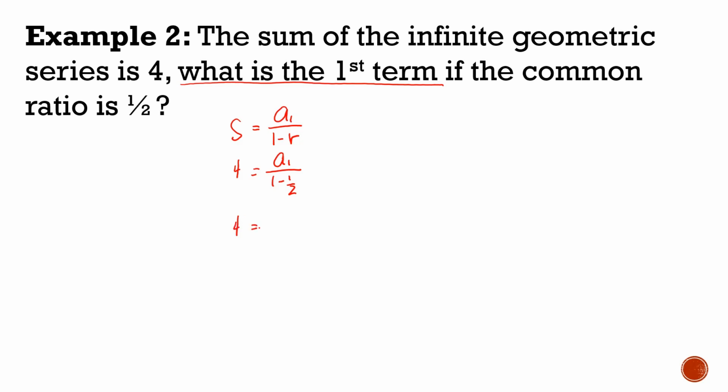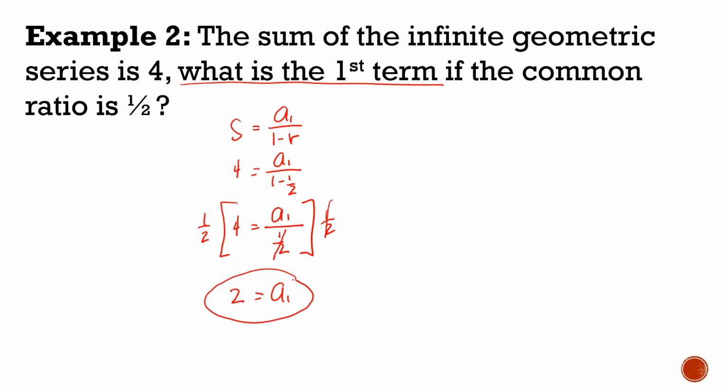So this will be 4 equals A sub 1 over 1 minus 1/2, which is obviously 1/2. And then after that, we just need to multiply both sides by whatever the denominator is. I'm talking about the entire 1/2 as our denominator. So multiply both sides by 1/2. We cross that out. A1 equals 4 times 1/2. That will be +2, and that's the answer. So 1/2 times 4 is equal to 4/2, which is equal to +2. Okay, let's go to the next one.